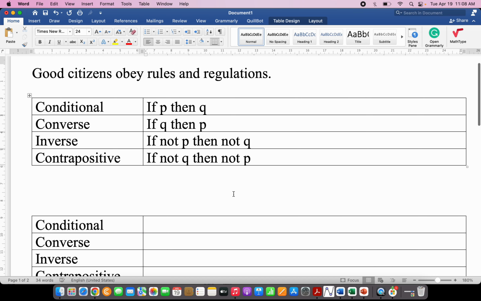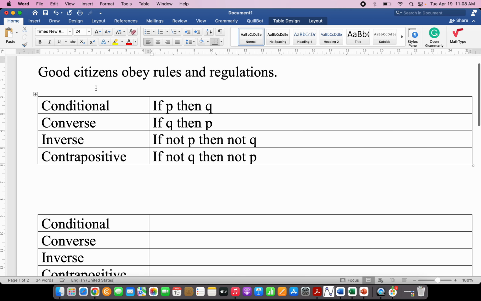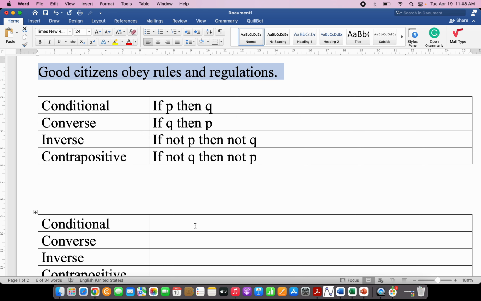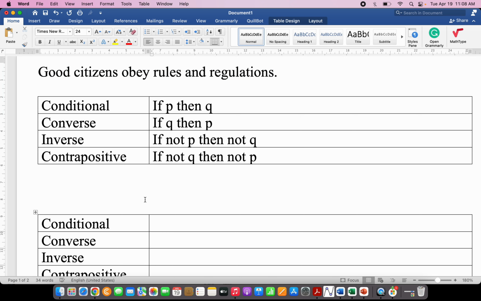So, balik tayo sa statement kanina. Let's follow this format. Ito yung susundan natin. Good citizens obey rules and regulations. First, we're going to transform this into an if-then statement. That means, again, we are talking about citizens, meaning we are talking about people in general. So, we can use "you are" or "if a person." So, in this case, let us use person. If a person, or you are na lang para parang mas ano.